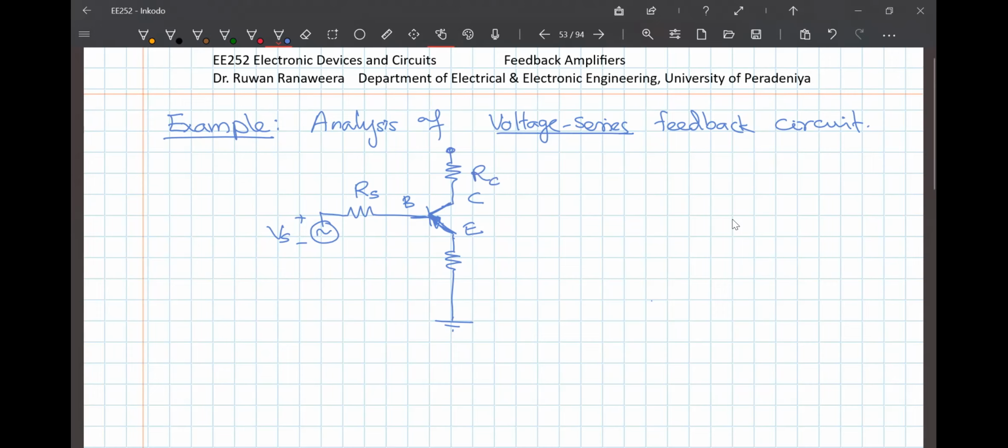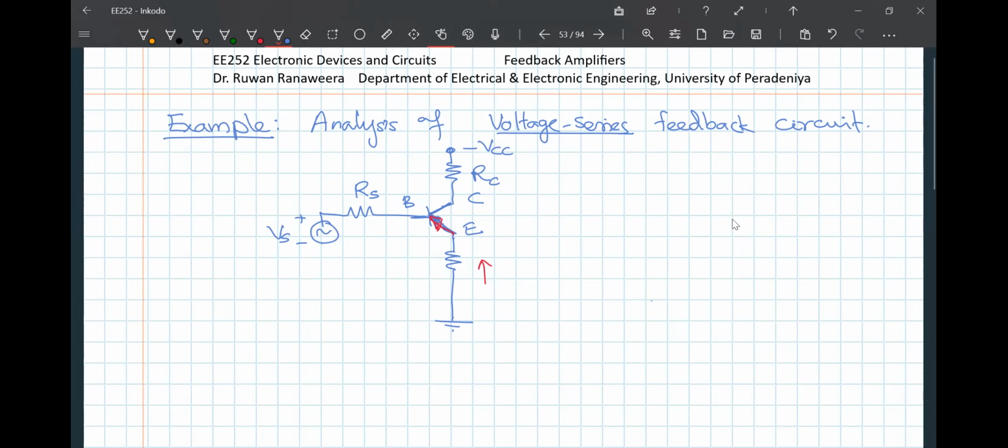Now because this is a PNP transistor, the current has to flow in this direction. So since I am connecting the emitter to the ground, because remember this acts like a diode, the current has to be flowing in that direction. So therefore, my VCC has to be negative. Let me mark it as negative VCC. So VCC is less than the ground potential.